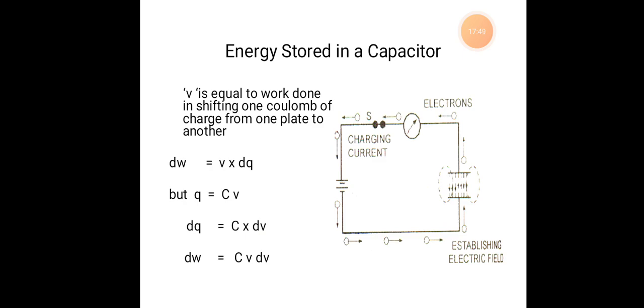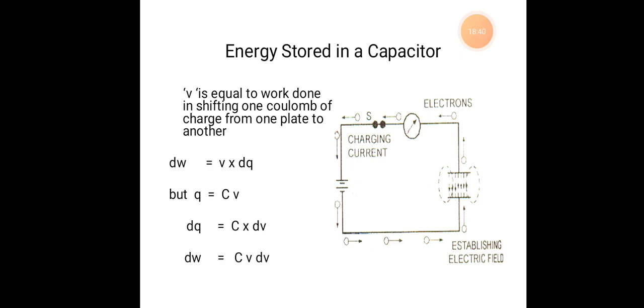So the supply voltage V is equal to the work done in shifting 1 coulomb of charge from one plate to another plate. Very important, note this one. The voltage, or potential, is equal to the work done in shifting 1 coulomb of charge from one plate to the other plate.